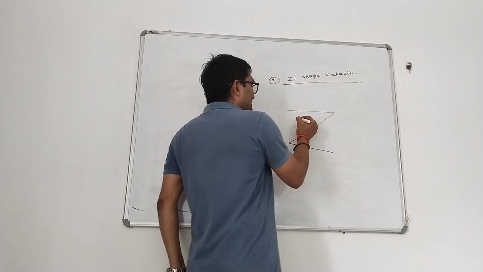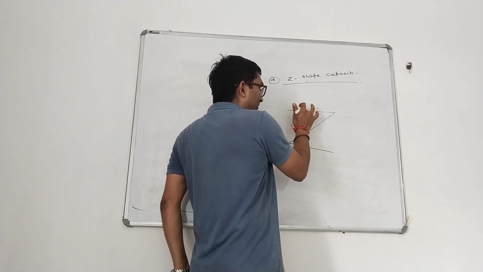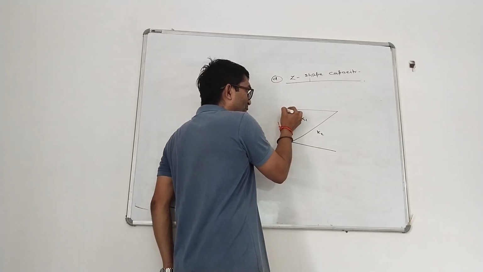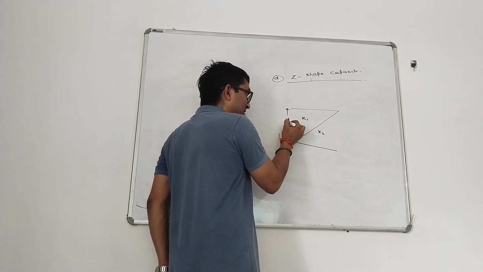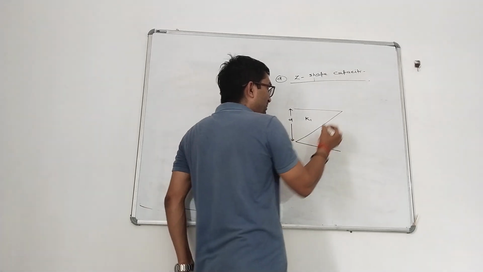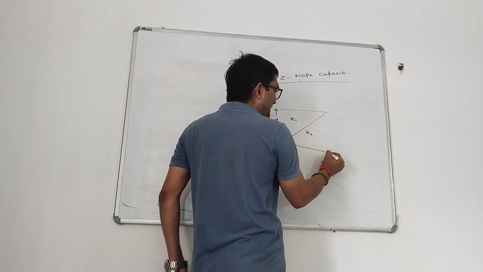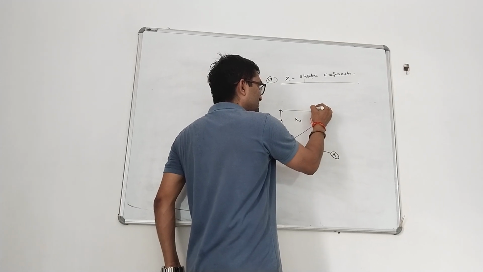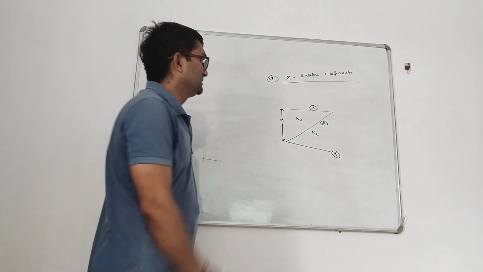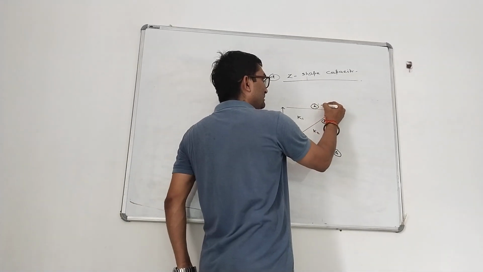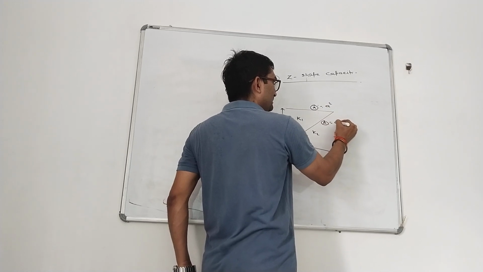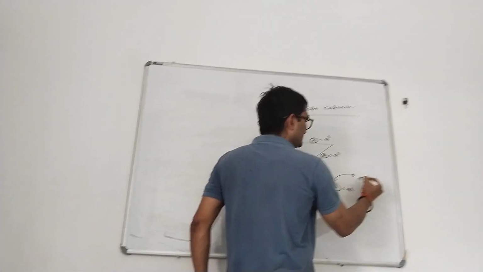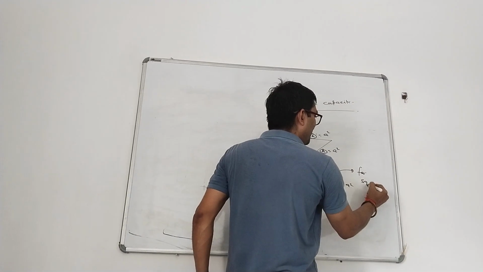Suppose this is the dielectric constant between these two plates, and this is the dielectric constant between these two plates, and both plates are kept at a distance d. Suppose their plate area is A, or simply we can say A square, for a square plate.